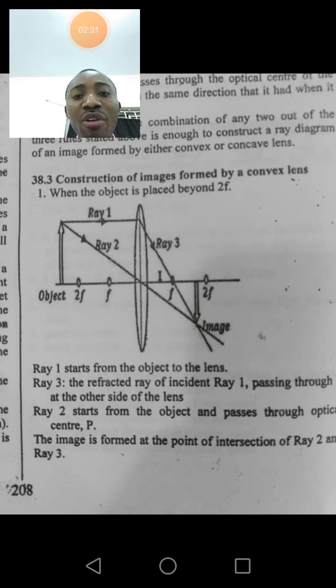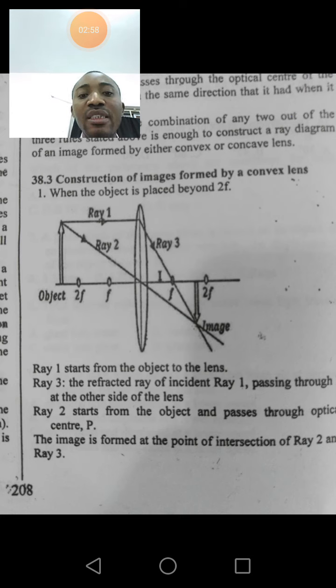So the first case is where we have the object placed beyond 2F. The image will be formed in between F and 2F. The image will be a real image. That is, if you place a screen there, you're going to see it on the screen. It will be an inverted image, and then it will be diminished. That is, it will not be the same size as the object. That's our case number 1.